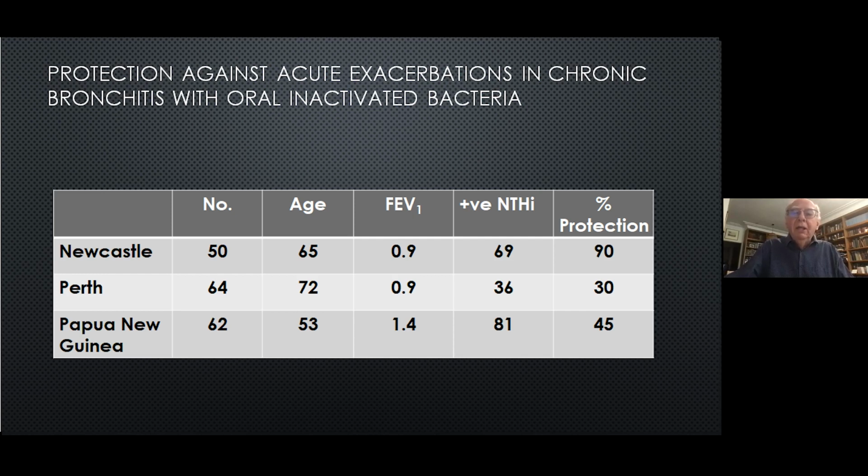And you can see here that there's a protection of around 30 to 90% against these acute flare-ups when you feed these large amounts of non-typable Haemophilus influenzae. Now, I'm giving that as an example. I don't think that would work too well with COVID because this NTHI is not a very powerful stimulant.